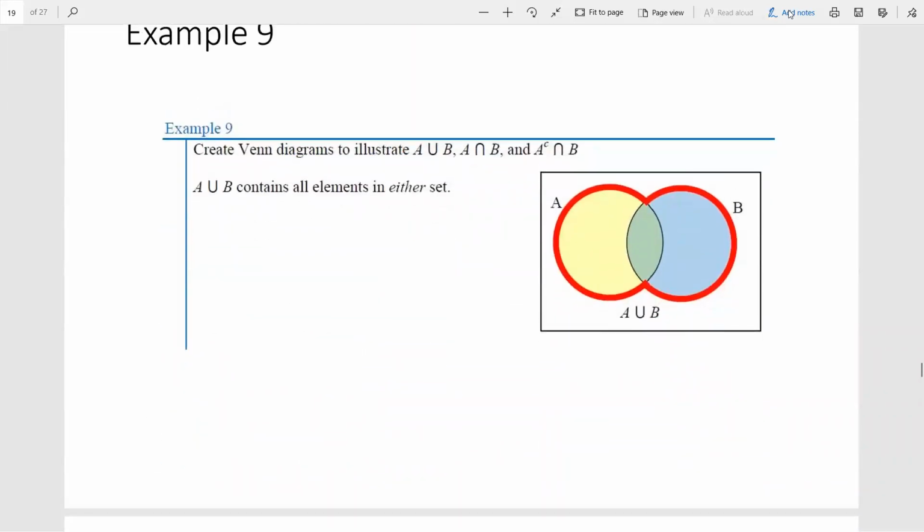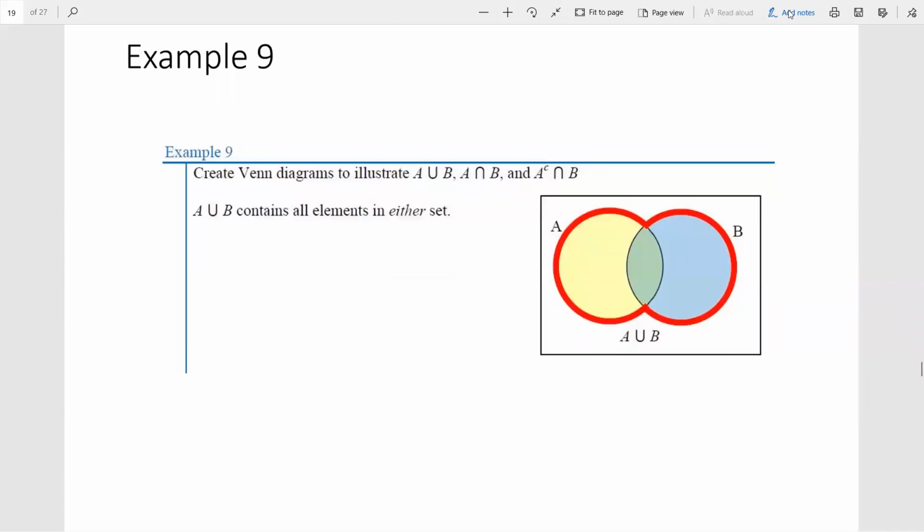Here is a very simple example. You have 2 circles, A and B, and they're overlapping. And we're going to depict what A union B would be. Well, this is A, this is B. The union would be what we've outlined in red here. So basically, this would be A union B, everything that's in A and B.